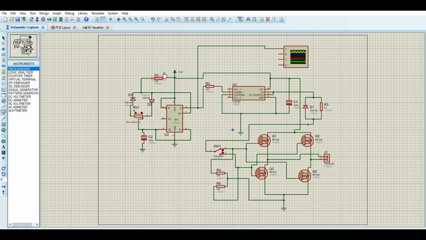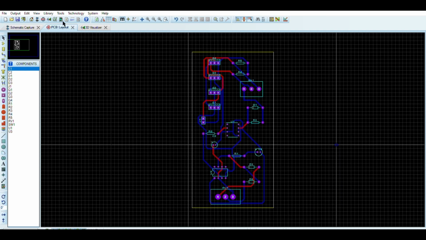But after drawing all of the circuits in this schematic capture section, you can go to the PCB layout, and when you go to the PCB layout, you can place all of the components one by one, and you can route all of the paths manually also, and you can do it automatically. But the manual routing or manual placing gives you an advantage that you can make the PCB one layered.